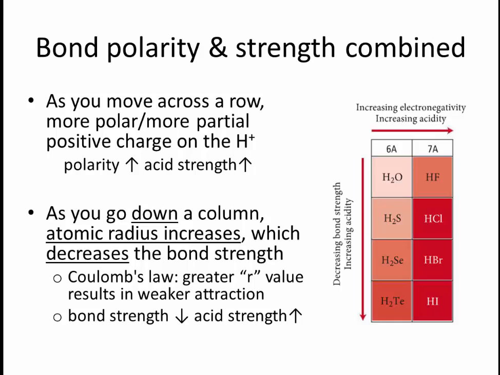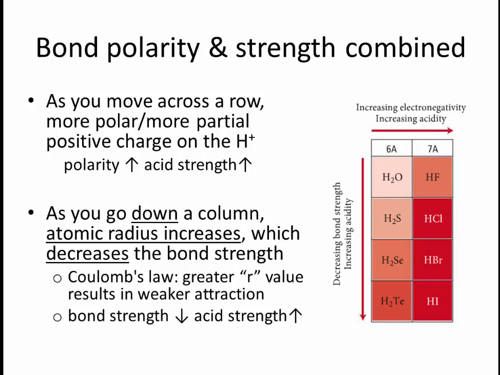This visual I like from your book shows the combined effect of bond polarity and strength on the acidity of various molecules. So as you move across a row, you can see that the bonds become more polar, so you have a greater partial positive charge on the hydrogen, giving you a stronger acid. So HF is stronger than H2O, and HCl is stronger than H2S. So that's looking across a row.